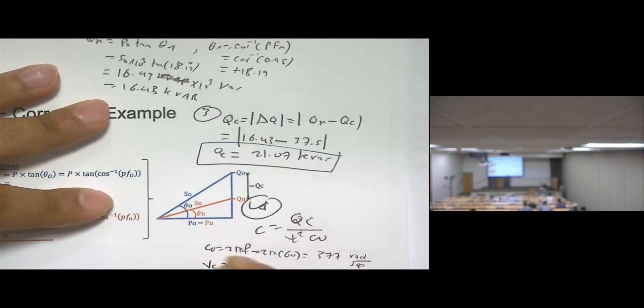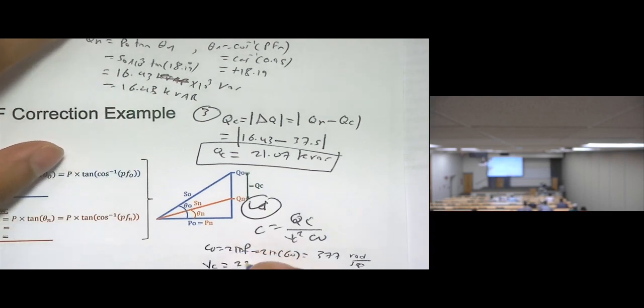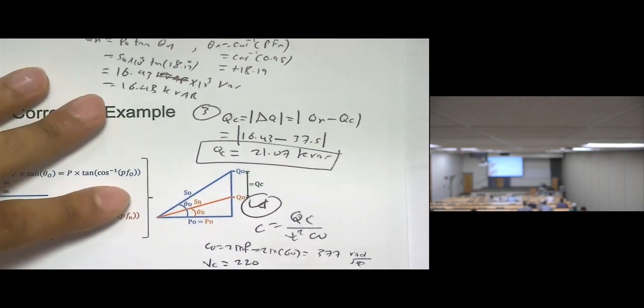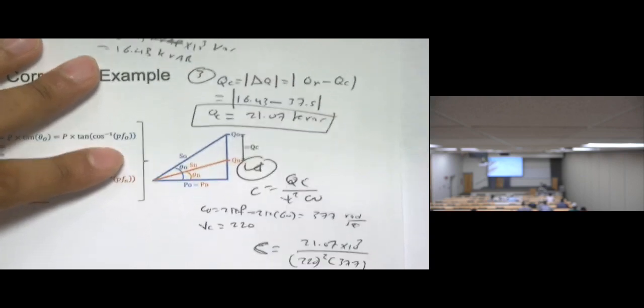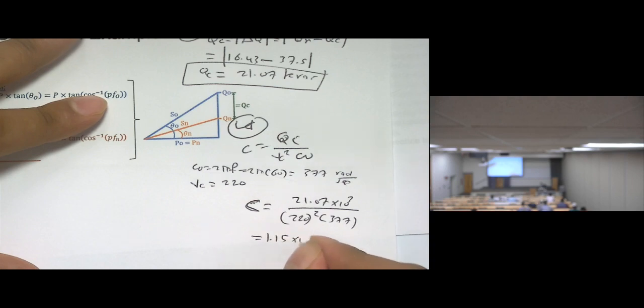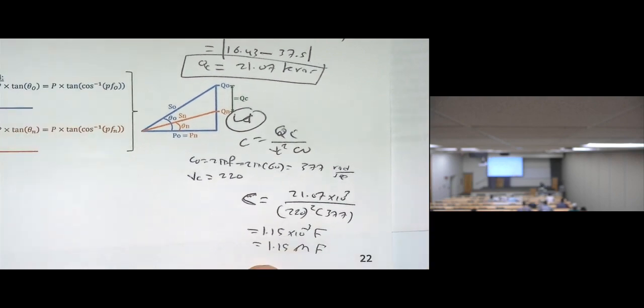How about VC? What's the value of VC? The value of the voltage given, 220. And since there is no bar, don't put the angle. There is no bar, just the magnitude. Okay? Then C will be QC, which is 21.07 times 10 power 3 divided by 220 squared times 377. Then the final answer will be 1.15 times 10 power negative 3 farad, which is 1.15 millifarad.